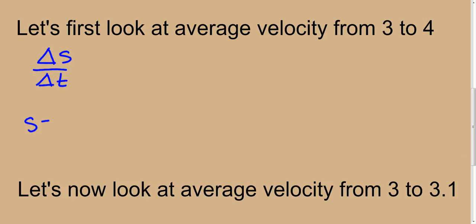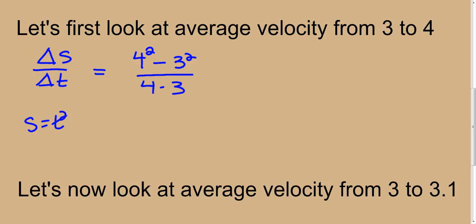Okay, remember that s is t squared. I just want you to know that. So that means if I'm going from 4 seconds to 3 seconds, I'm going to go 4 squared, because my formula is t squared minus 3 squared over t, which is 4 minus 3. And I should probably show you this, okay?